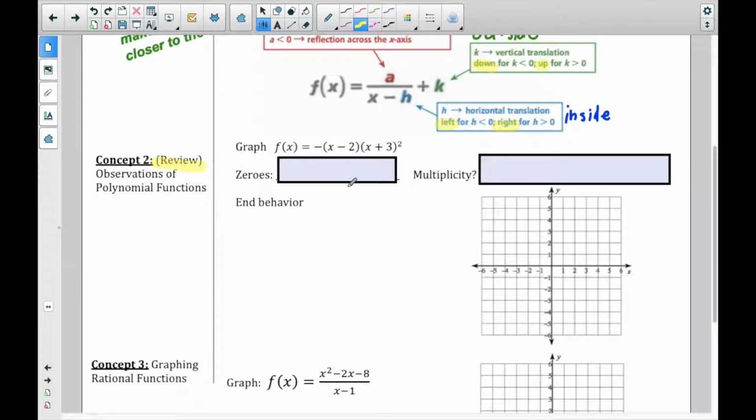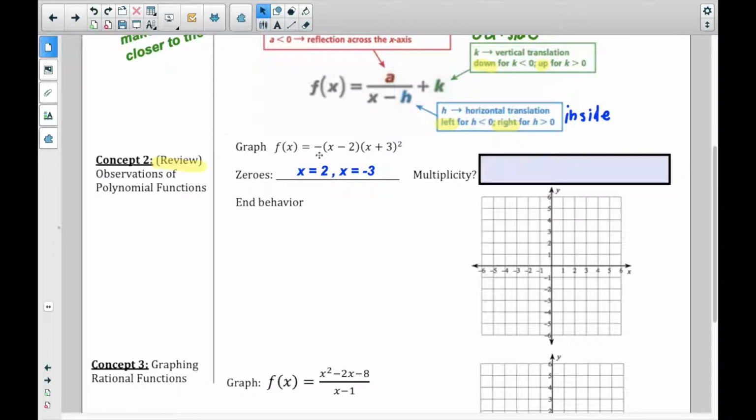Do you remember how to do that? Do you remember where the zeros are? Okay, we have an x minus 2 and an x plus 3. What are our zeros going to be? Well, positive 2 and negative 3, because we set that equal to 0, we get 2. We set this equal to 0, we get negative 3.